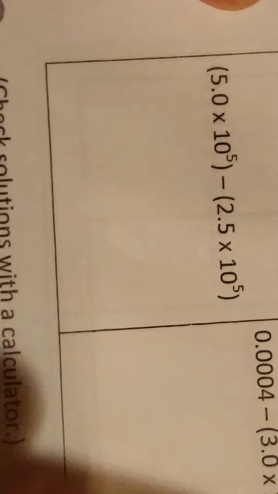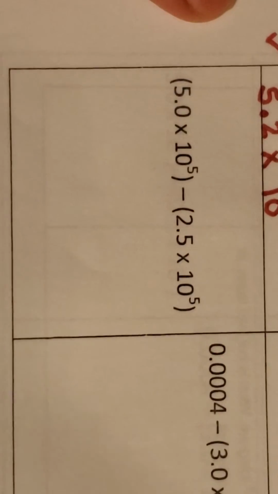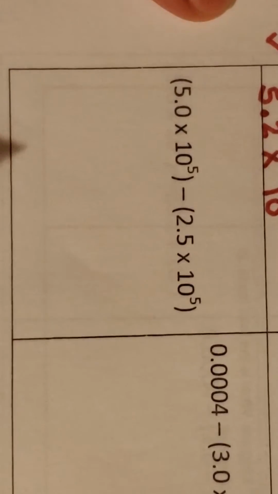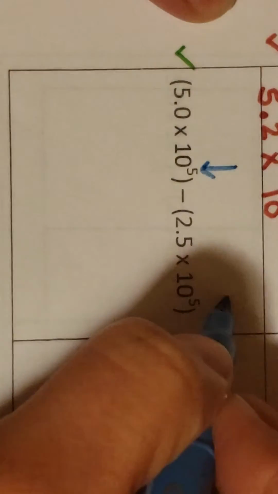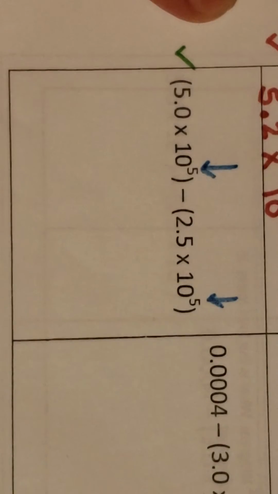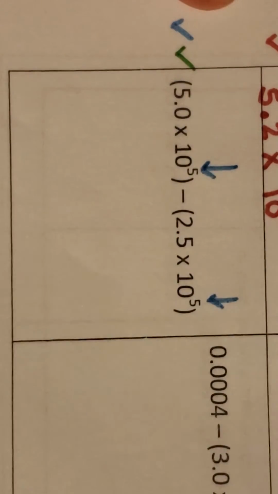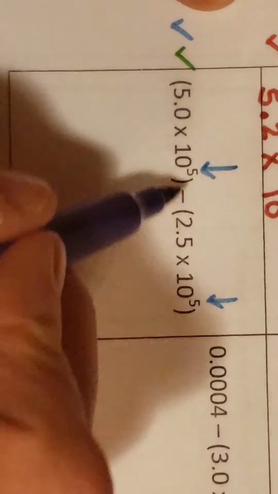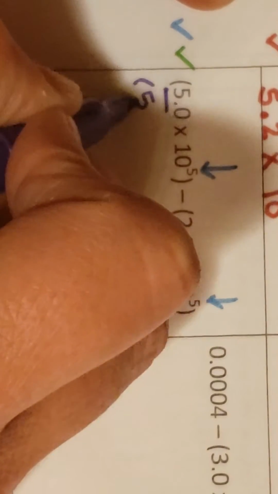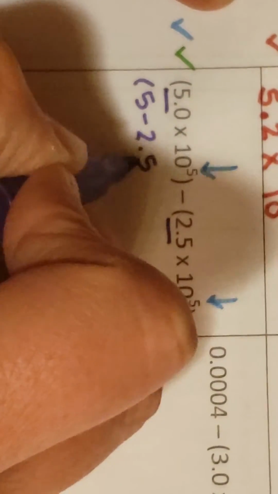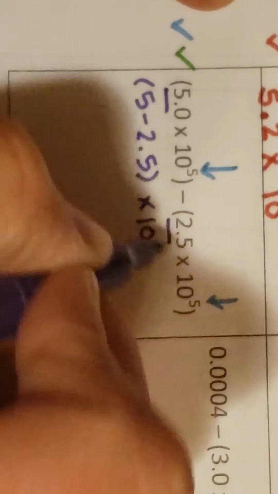Okay, so step number 1. Make sure that both expressions are in scientific notation. They are both in scientific notation. Step number 2. Make sure that both of the exponents are the same. In this case, both of the exponents are also the same. This is fabulous. Step number 3 is to do the subtraction. So 5 minus 2.5, keeping the same base 10.